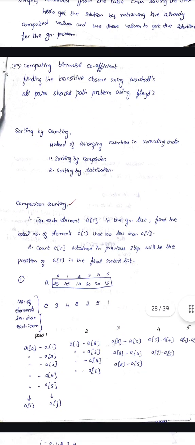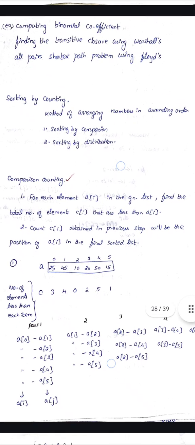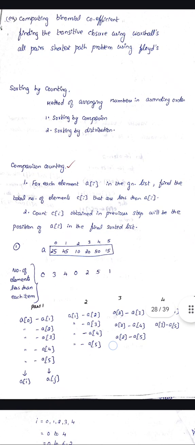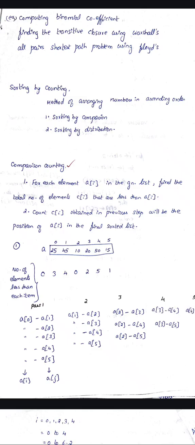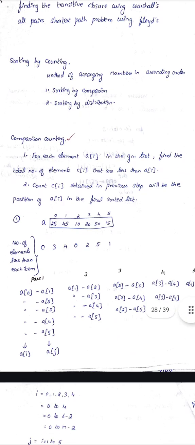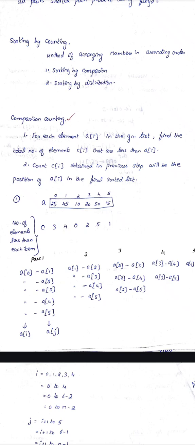Then computing the binomial coefficient is like this. Finding the transitive closure using Warshall's algorithm, and solving the all-pairs shortest path problem using Floyd's algorithm. Sorting by counting: the method of arranging numbers in ascending order is called counting. Sorting by comparison, sorting by distribution.